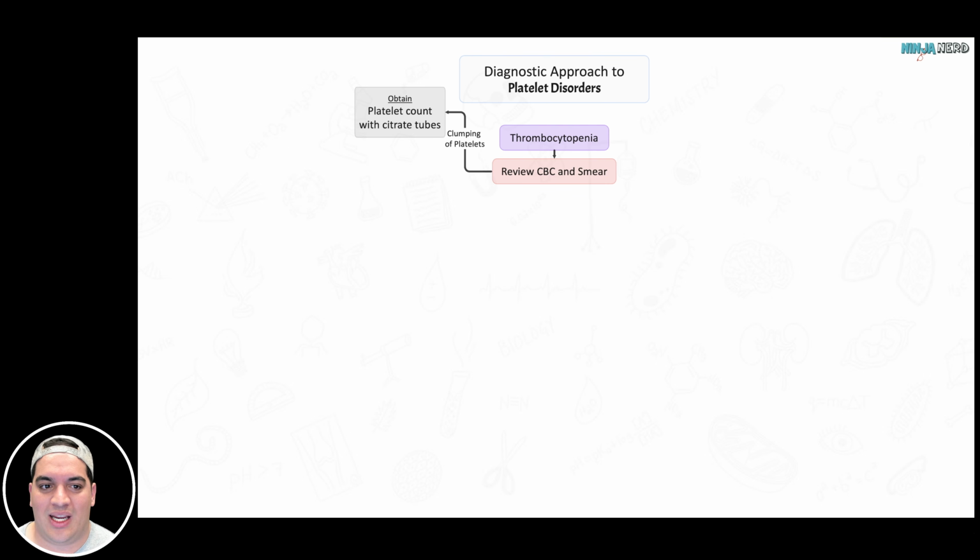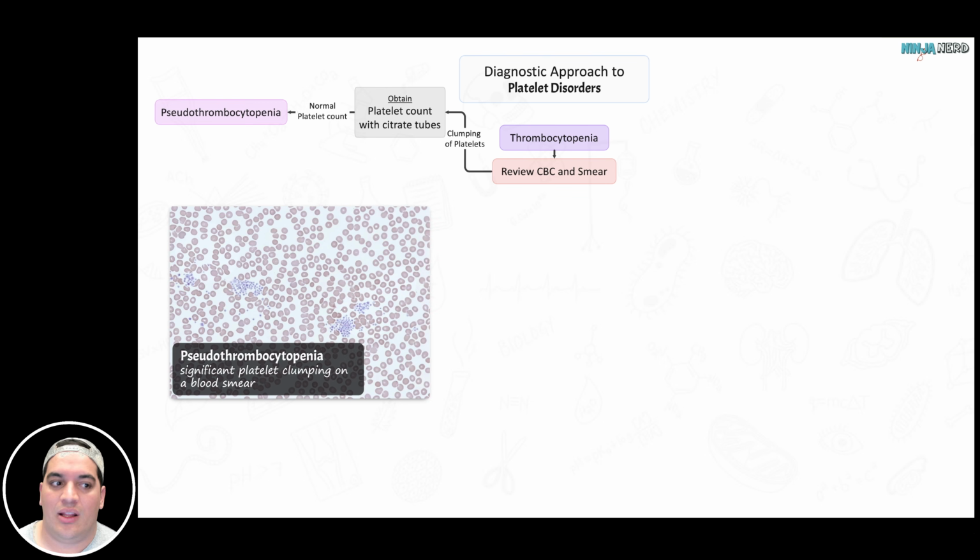So what we actually do is we get a platelet count and we do it with these citrate tubes, which prevents the clumping of the platelets. All right. And if that comes back normal, okay, cool. Then it was a pseudo thrombocytopenia. It wasn't real. All right.